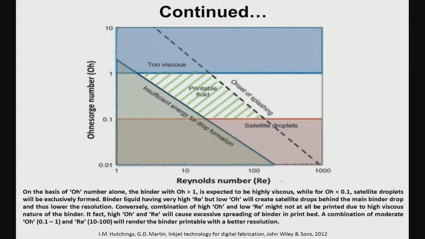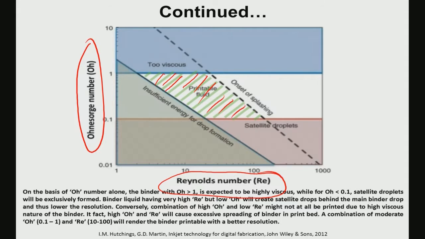So, in this particular case, once Ohnesorge number is plotted against Reynolds number, it will give you certain printable fluid characteristics. What I am trying to say is that binder properties are very important. A binder which has an optimum combination of these two dimensionless numbers, Ohnesorge number and Reynolds number, can be printed.